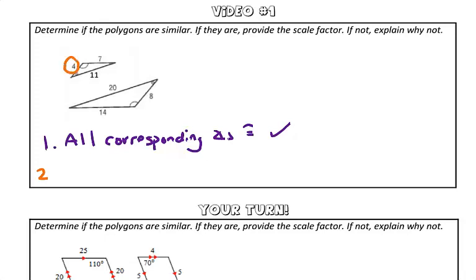In the top triangle, our smallest side is 4. And in the bottom triangle, our smallest side length is 8. So we have a ratio of 4 over 8, which simplifies to 1/2.